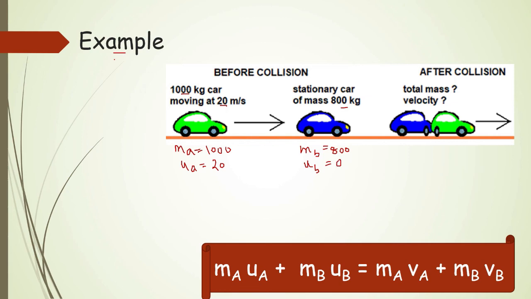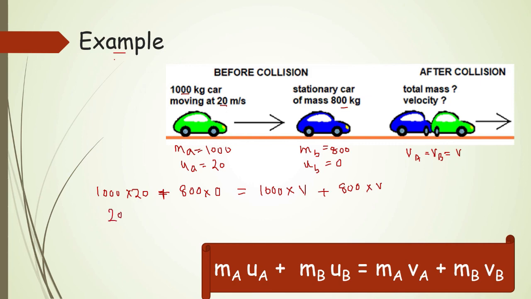It's a stationary object. After the collision, the masses remain the same, but they both start moving with a common velocity. So VA is equal to VB, say some velocity V, which we need to find out. So if we use this formula, we get 1000 into UA, that is 20, plus the momentum of the second parked car, that is 800, the mass of that car, into its velocity, which is 0. Initial velocity is 0 because it is stationary. That should be equal to 1000 into the final velocity of this car, that is v, plus that 800 kg car also starts moving with the same velocity v, which we have to find out.